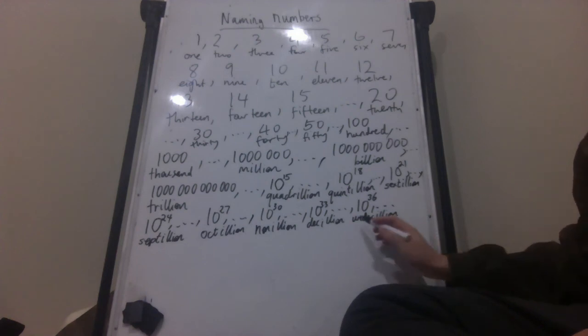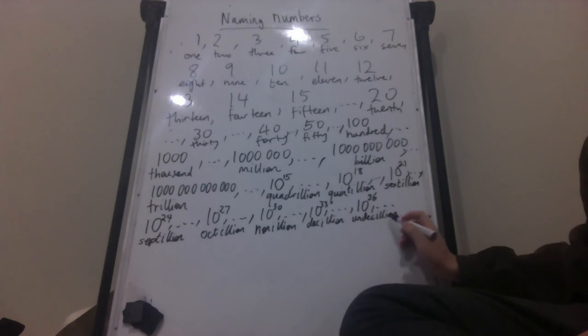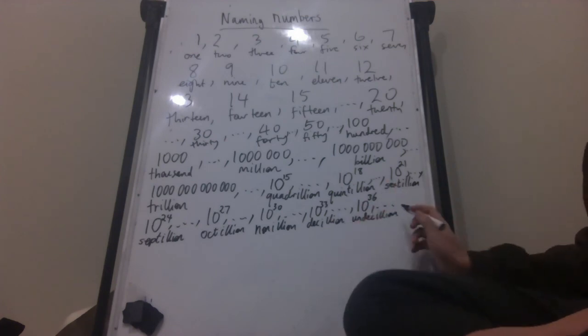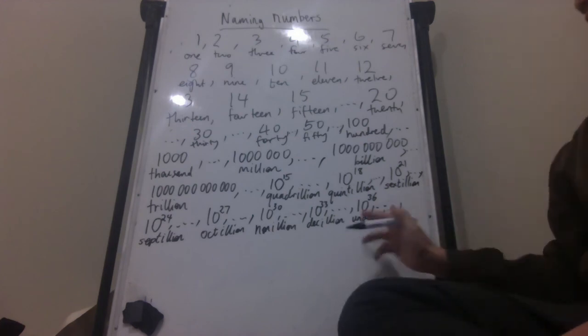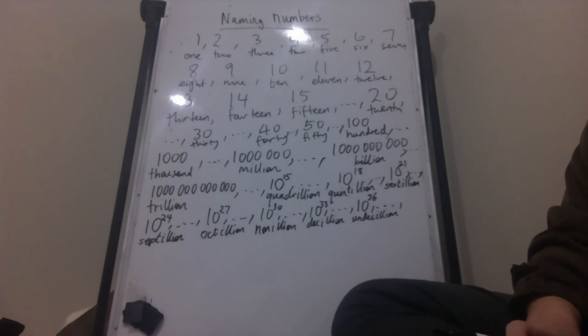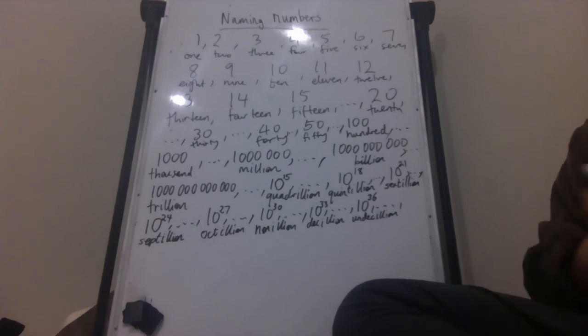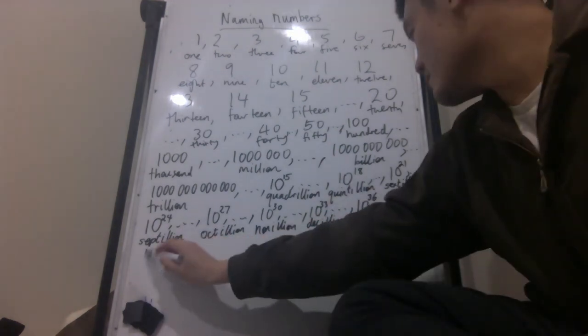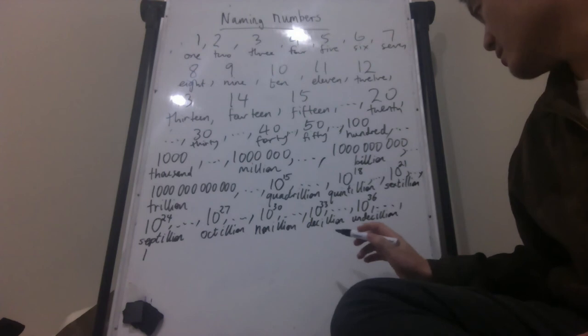So maybe this is like un for 1, dec for 10, and illion for the pattern, okay? Oh, I get it. So un is 1, and dec is 10, and illion is just the number ending for them. So undec would be 11, right? Okay, I'm guessing that. So then you need 12, right? So 10 to the 30. So this is 10 to the 30.